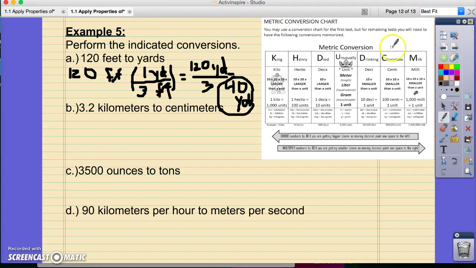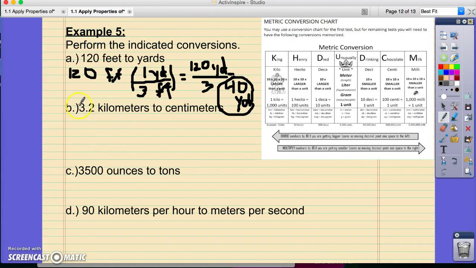All right, so here's a way to remember. King Henry died unusually drinking chocolate milk. K stands for kilo, H ecto, D deca. Unusually is the unit, like meter, liter, gram. All right, D deci, C centi, M milli.